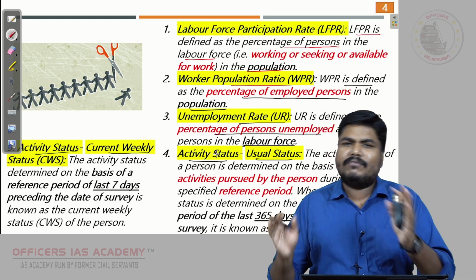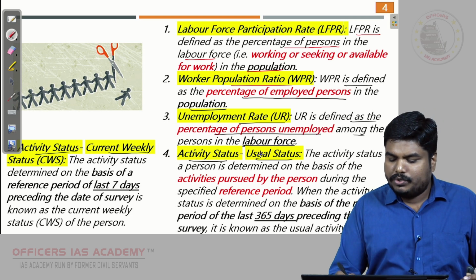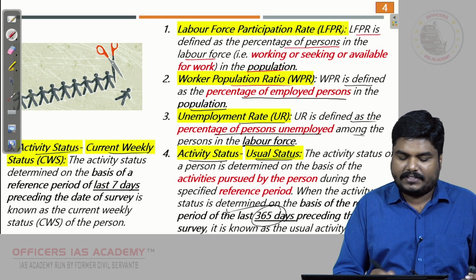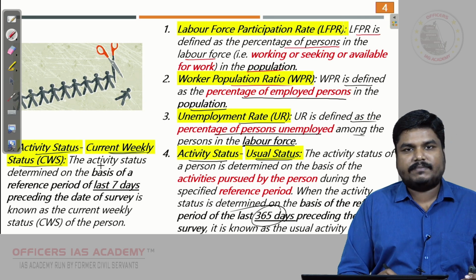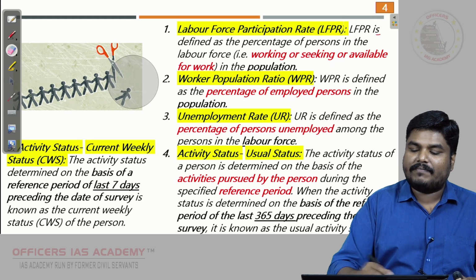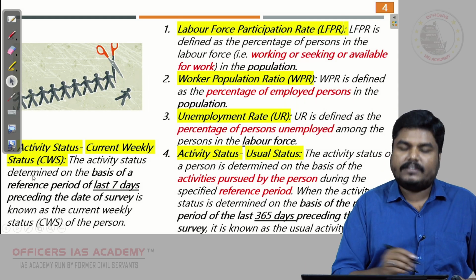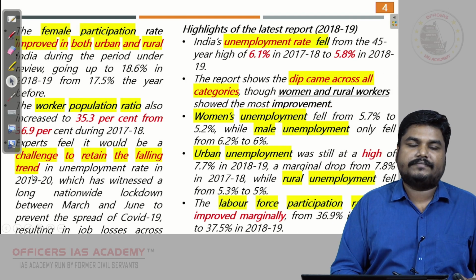For the last 1 year, what was your status? For the last 1 week, what was your status? So, usual status talks about 365 days. Current weekly status talks about the last 7 days preceding the date of survey. What you were doing in the last 7 days, that status. All this information will be reported.